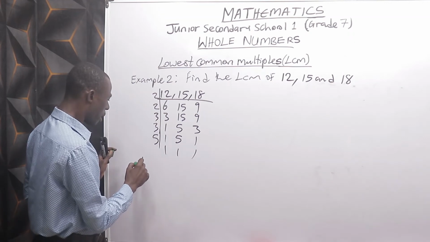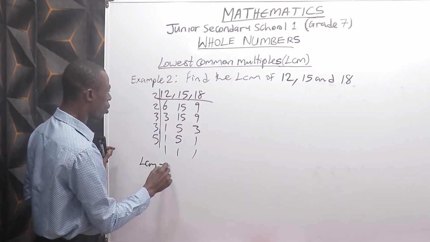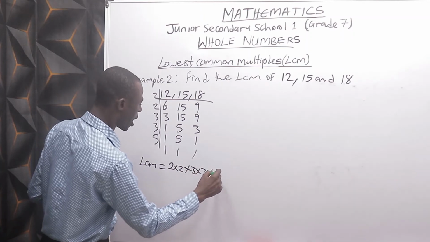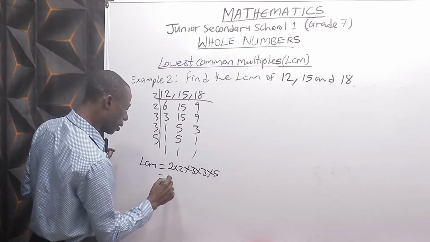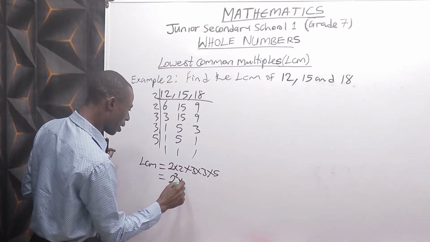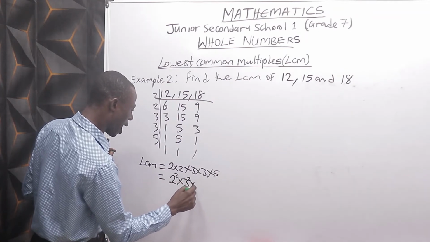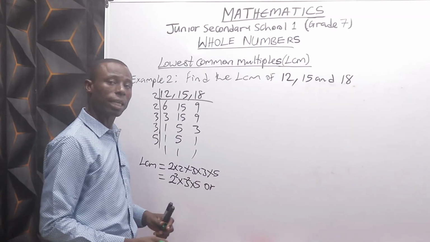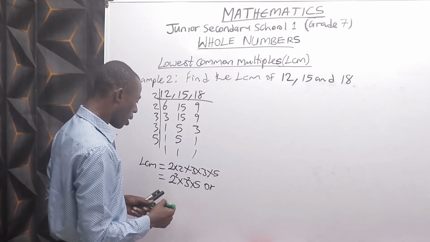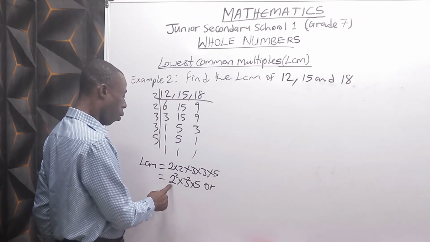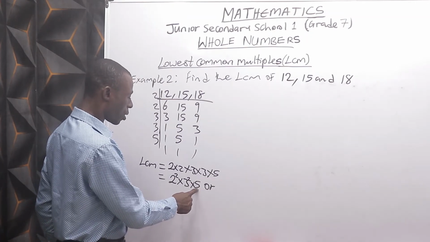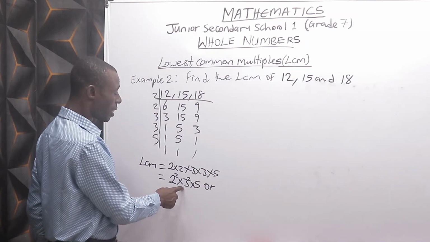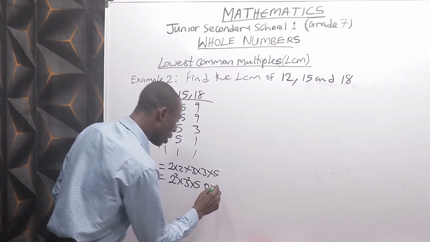In that, LCM is equal to 2 times 2 times 3 times 3 times 5, which could be in index form as 2 raised to power 2 times 3 raised to power 2 times 5. Or if you want it in whole number, you can have 2 square is 4. 4 times 5, that is 20. 20 times 9, that is 180.